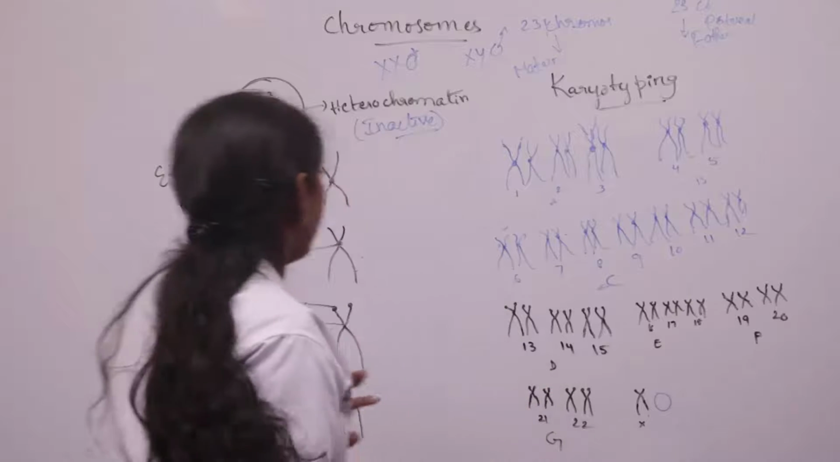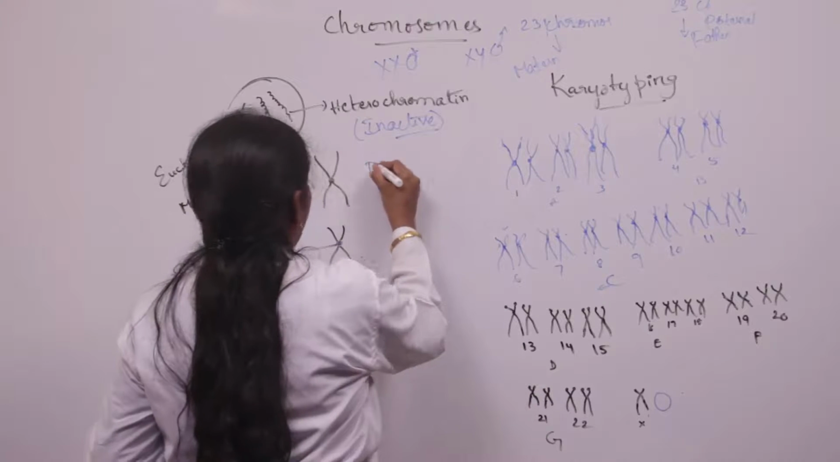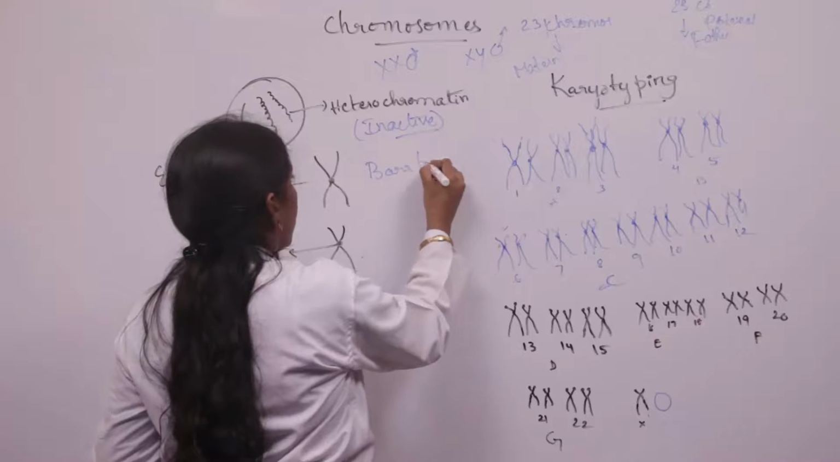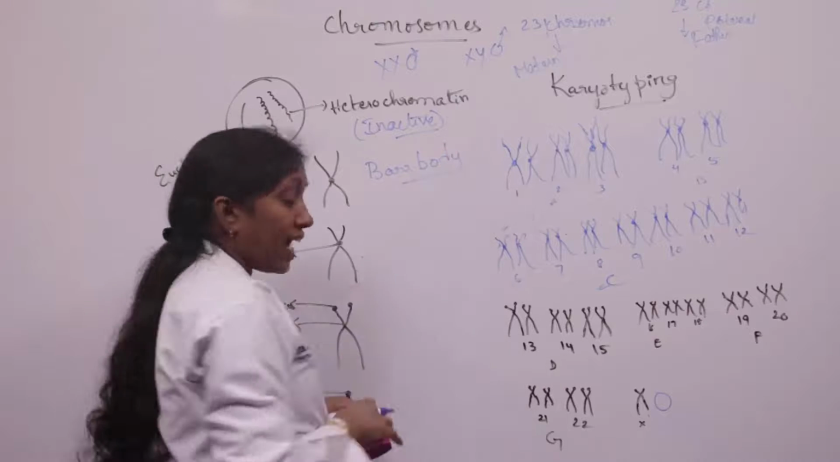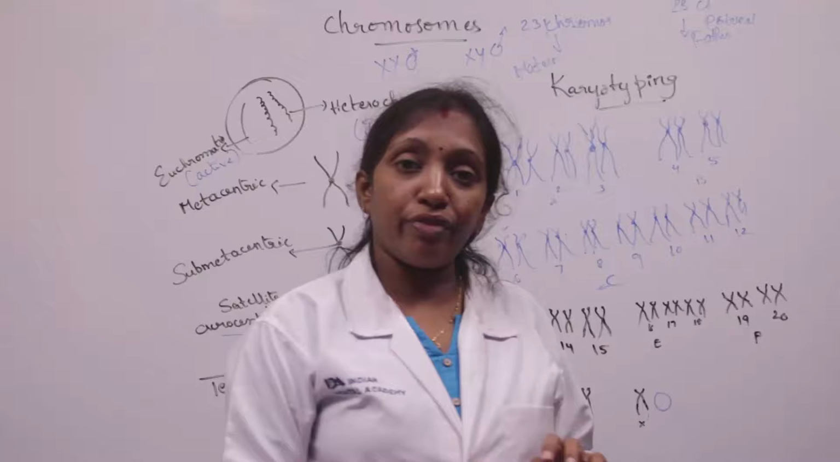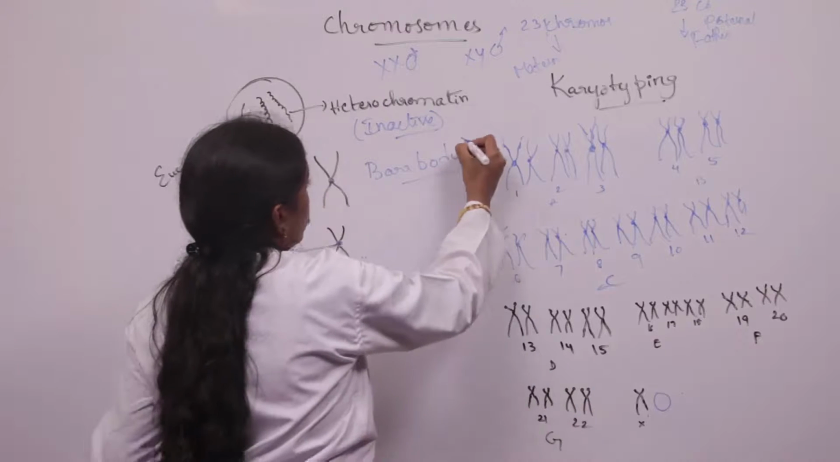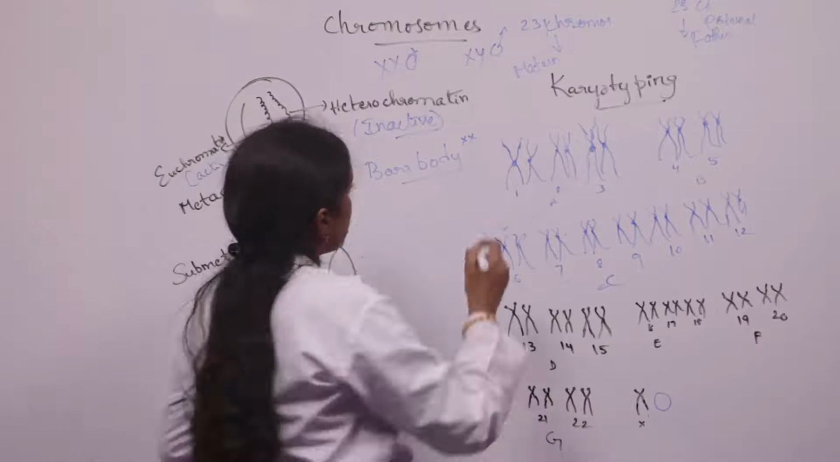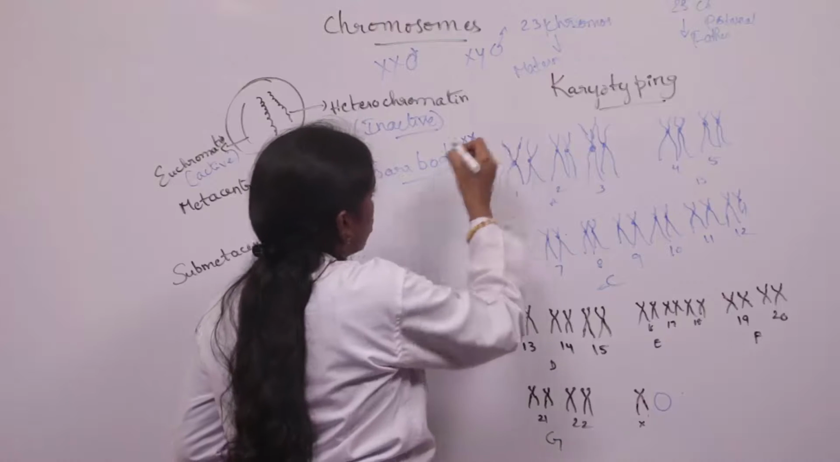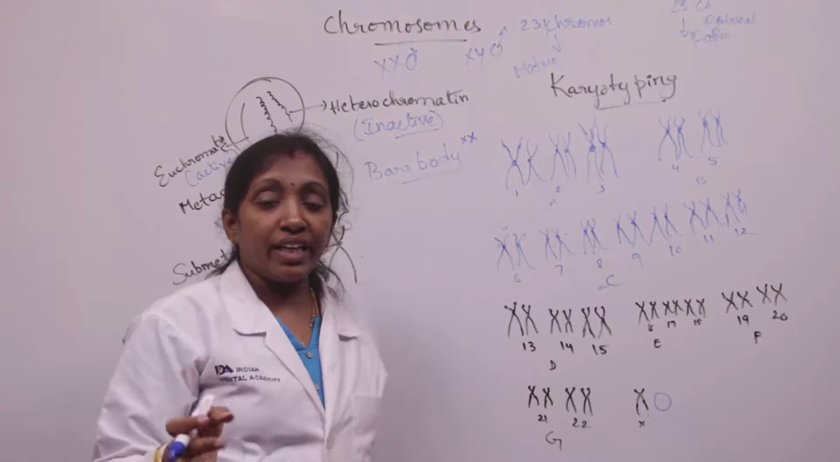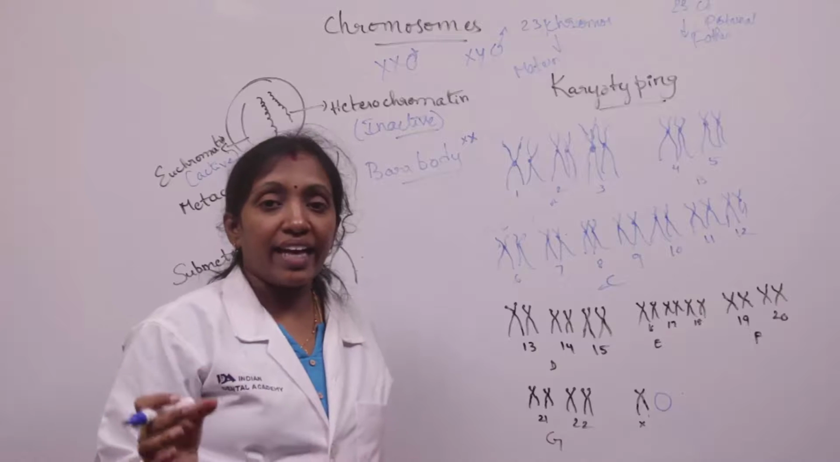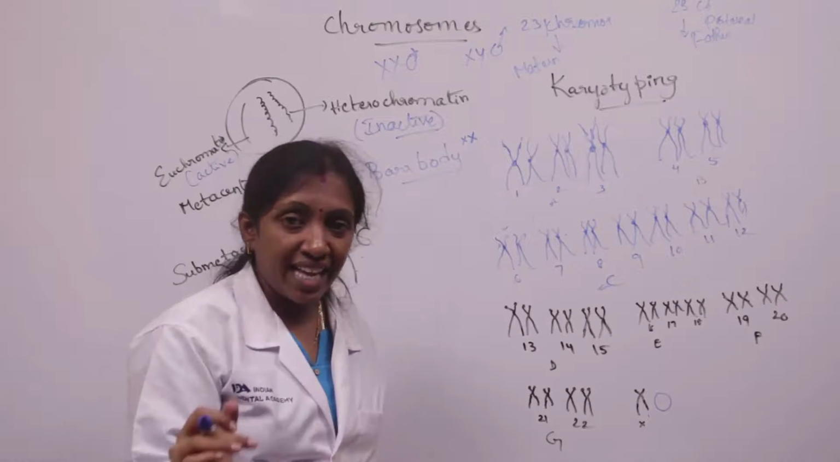And one more important thing is the barr body. The barr body is nothing but an inactive sex chromatin. In females, 2 X chromosomes are present. Out of these X chromosomes, 1 X chromosome is inactive. It is highly coiled. That inactive sex chromatin we call the barr body.